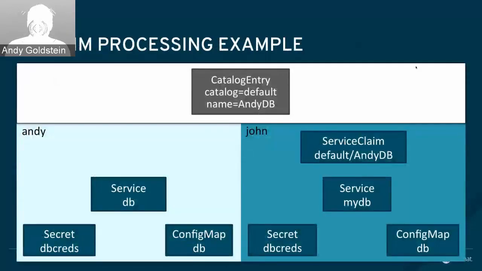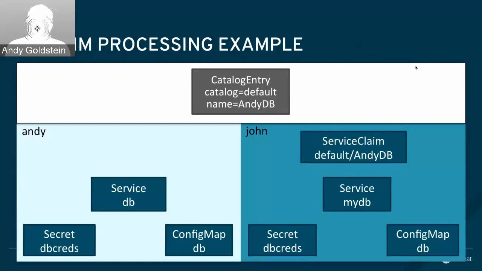So here's an example. Let's say I've got my catalog entry that we were looking at before for AndyDB. And on the left, I've got an Andy project that has the three resources that we've been discussing today so far, the DB service, the DB cred secret, and the DB config map. And John here wants to create a service claim to use this particular entry from the catalog. And so John creates that service claim.